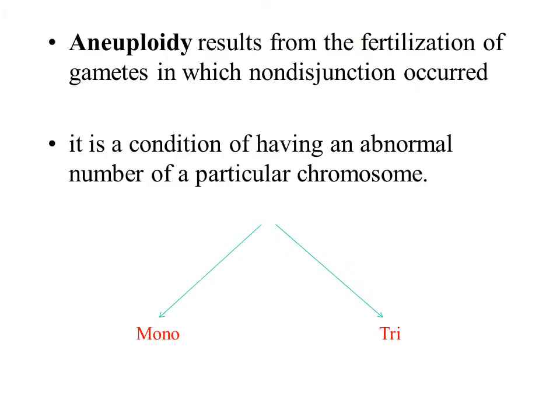Aneuploidy results from the fertilization of gametes in which nondisjunction occurs. This is a condition of having an abnormal number of a particular chromosome. You will either have an extra chromosome or minus a chromosome. If you have minus a chromosome, as in the previous images, you will be monosomic. If you have an extra chromosome, you'll be trisomic.